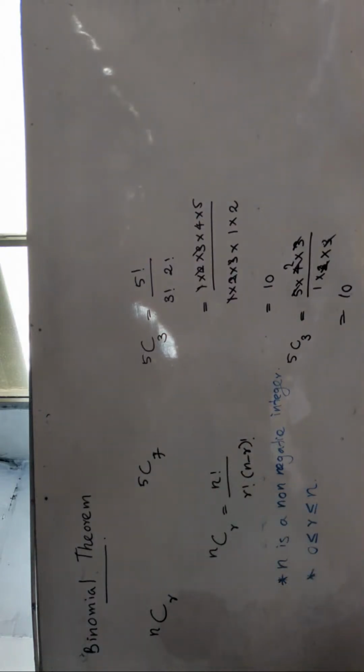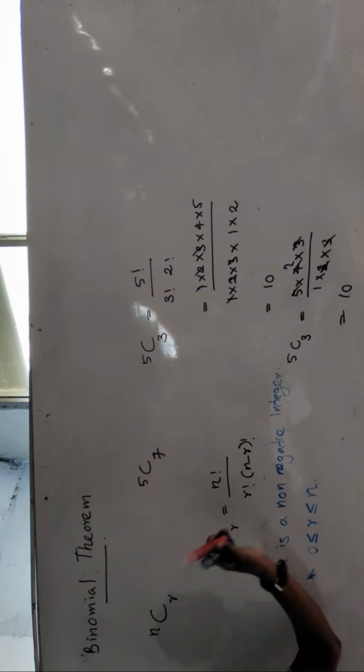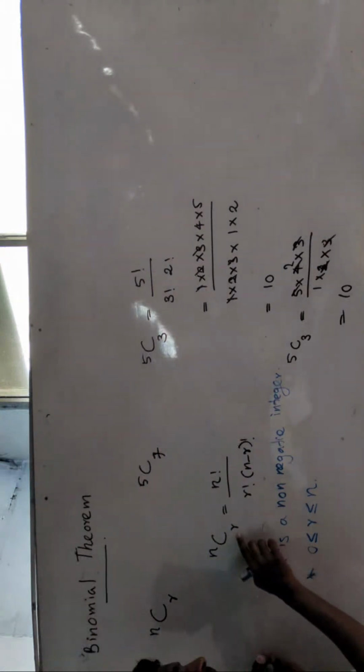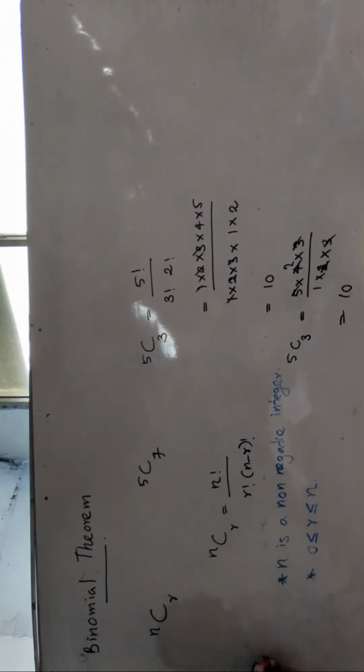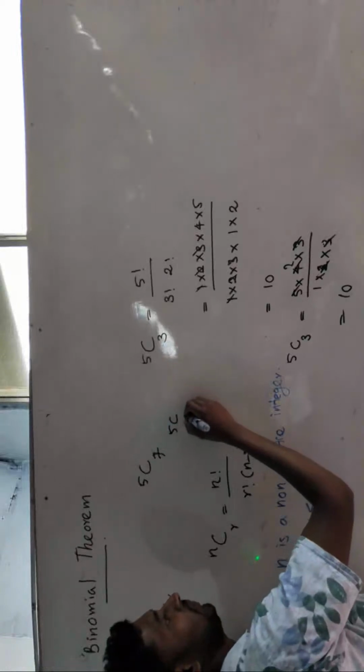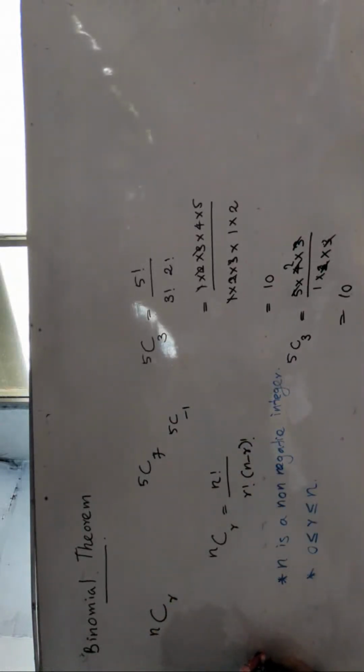That's not possible because this is 5, this is 7, this can't be 2. So always, this r number is less than or equal to this n. Okay, but what is the least value r can take? 0. That means, is this kind of thing possible? No, that is not true again.